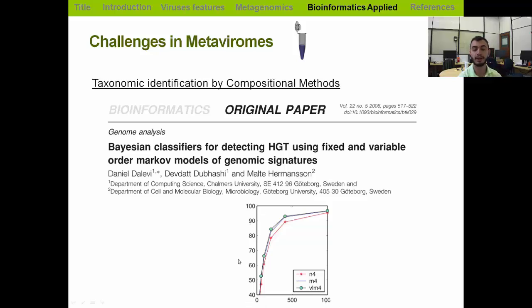And you can see it's a classifier based on a Markov chain. This one is based only on Bayesian probability, this is based on a Markov chain, and this is based on a variable length Markov chain. They use k-mers of size 4. And here you can see that the Markov chain based one identifies more than 90% of fragments with 500 bases of size. So it's a very nice result.